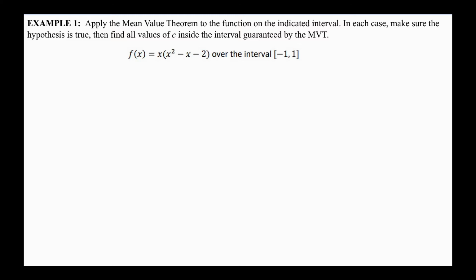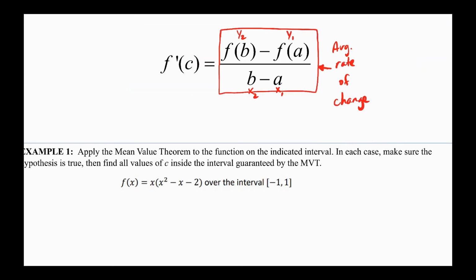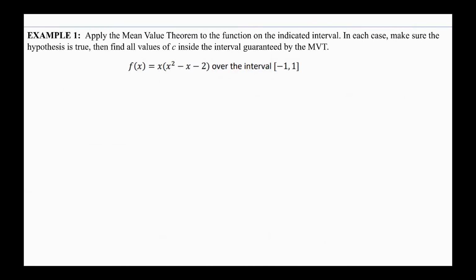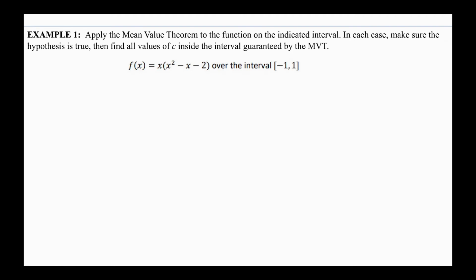Apply the mean value theorem to the function over the interval. In each case, make sure the hypothesis is true. So make sure we can use it. Because if we can't use it, we got to say it does not apply because it's not continuous, or does not apply because it's not differentiable. If it is true, then find all the values of C inside the interval guaranteed by the mean value theorem. That sounds a lot more complicated than it really is.